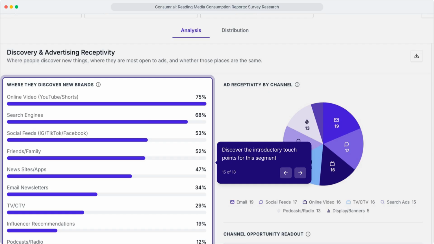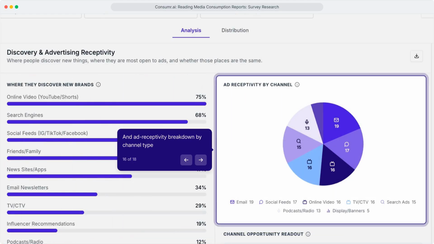This section reveals the first channel where your audience typically encounters content or advertising. This matters because awareness-building ads should run on your introductory channels. Your audience discovers things on YouTube, so YouTube is where you build awareness. Then you retarget them on Facebook for conversion. You're moving them through a journey that mirrors how they actually discover things.